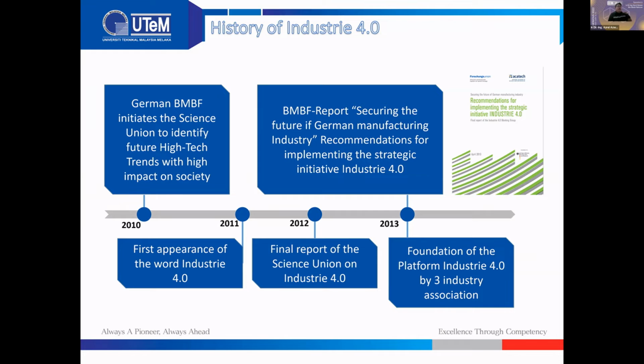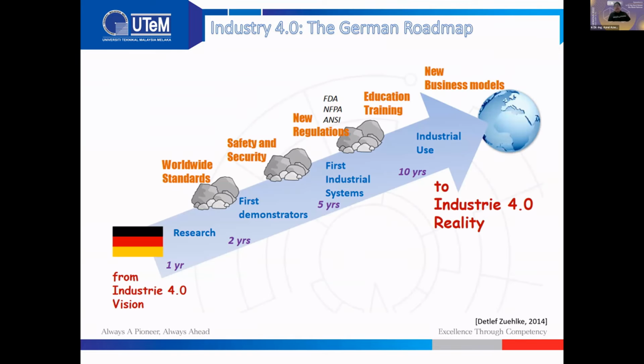associations. And right now, you can see that they also have a roadmap starting in 2010, where they planned to have, in 10 years, a system that is really used in industry. But I would say right now it's already 10 years. So it seems that some of the big companies already implement some of the technology of Industry 4.0, but they have a lot more to overcome and to do.